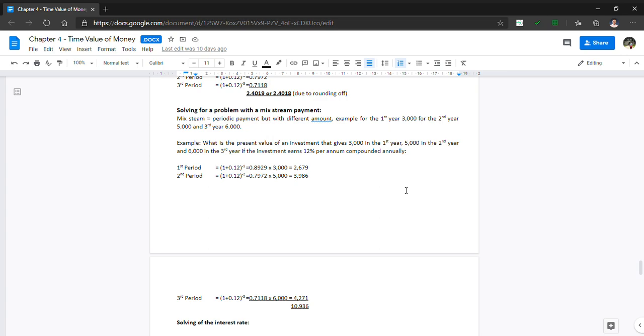So last time we discussed yung present value, right? Present value in annuity, present value with single payment. So now we will be explaining kung paano mag-solve ng problem with a mixed stream payment. Meaning mixed stream, hindi magkakaiba ang mga amounts. So periodic payment but with different amounts. 'Di ba sa annuity is periodic payment pero uniform in amount. Pero in this time it is kung different amount naman ito.